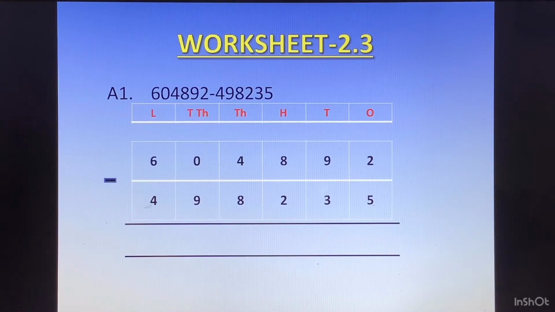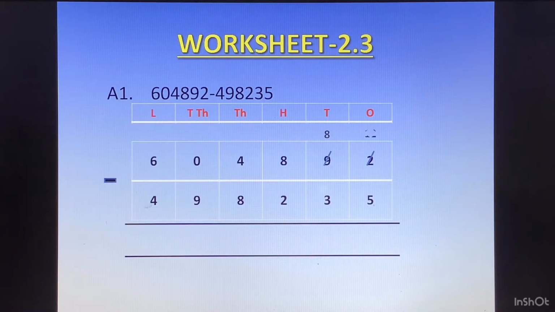In the ones column we have 2 minus 5. We cannot subtract 5 from 2, so we will take a borrow from the neighbor, which is 9. We'll cut 9 and write 8 on top, and we'll cut 2 and make it 12.